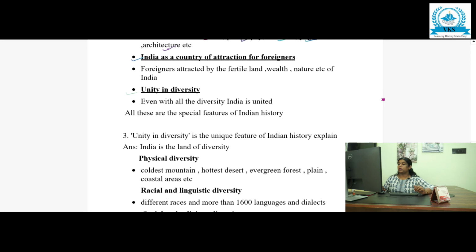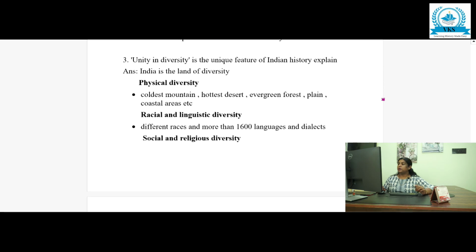Now the next important 5-mark question is, unity in diversity is a unique feature of Indian history. Explain. So for this, what is the introduction we have to write? So the question is about unity in diversity. So just write one sentence, India is a land of diversity. Now let us see what all types of diversity are. So in this question you have to write how India is diverse and how India is united. Both these things you have to write.